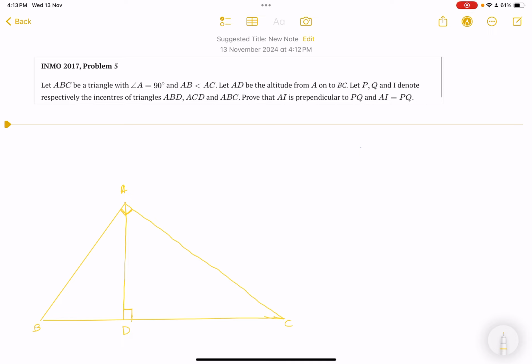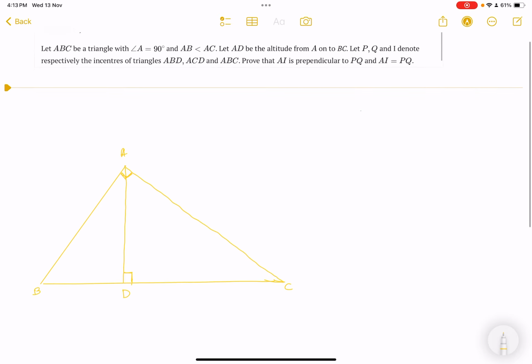Let ABC be a triangle. So we have a triangle here and angle A is 90 degrees. So it is basically a right angle triangle, and AB less than AC. Okay, that is fine. Let AD be the altitude from A onto BC. So this is the altitude and this angle is 90 degrees.